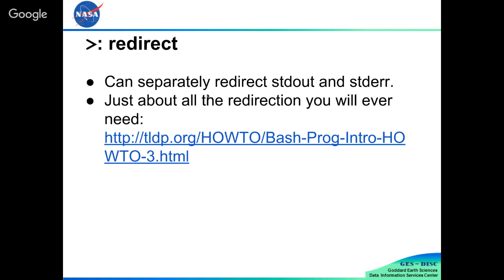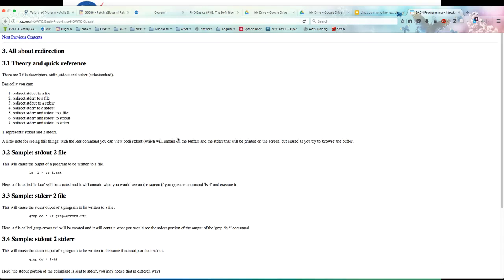You can separately redirect standard out and standard error. You can redirect standard out to standard error and vice versa. You can redirect them both to a file. I find that this site here has lovely examples for every one of those, because I can never remember which one it is, like 1 ampersand 2 something something. Maybe if I did this every day, but I don't. It's got redirect standard out to a file, standard error to a file, standard error to standard out, so it's got all the combinations.